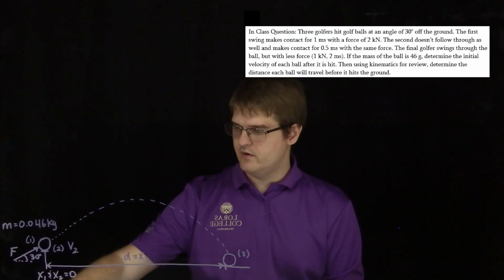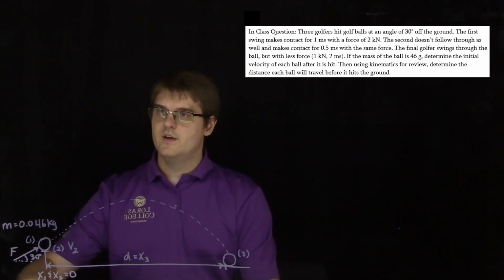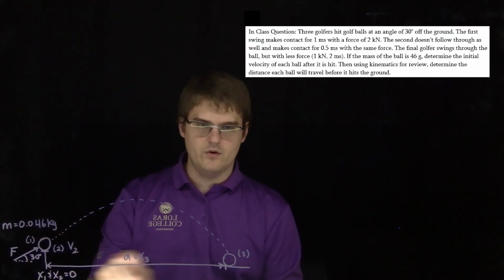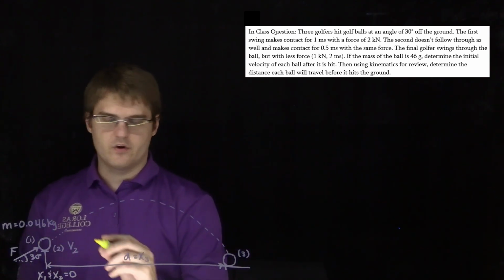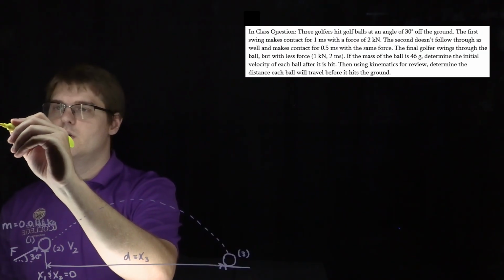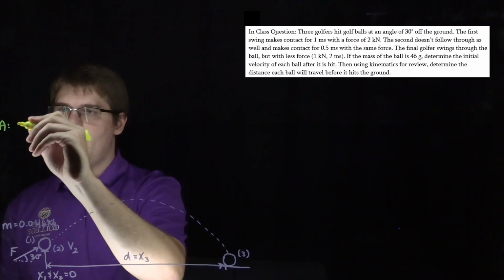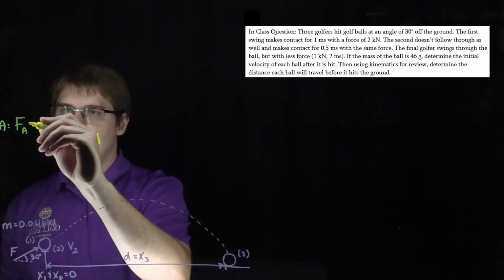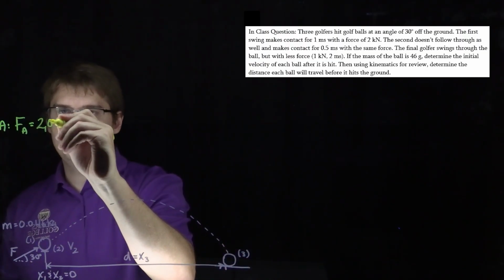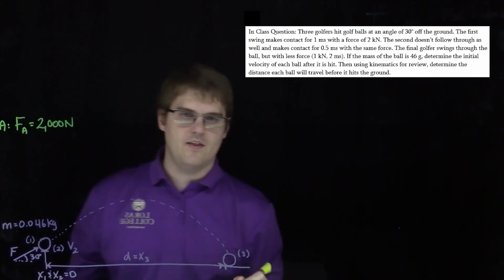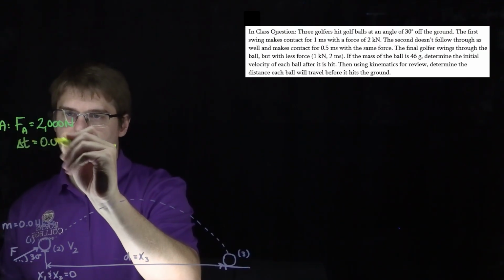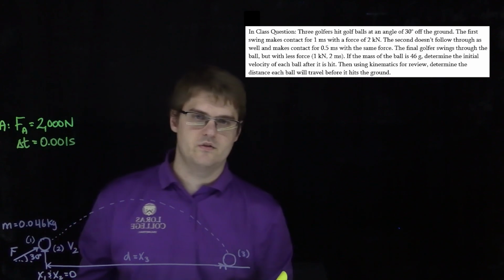So the other pieces that I'm given are my 3 golfers. I'm not going to label them 1, 2, and 3 because I have a 1, 2, and 3 already. So I'm going to call them golfer A. For golfer A, the force is going to be equal to 2 kilonewtons, which is 2,000 newtons. And they are applying that force for a total of 1 millisecond, 0.001 seconds.